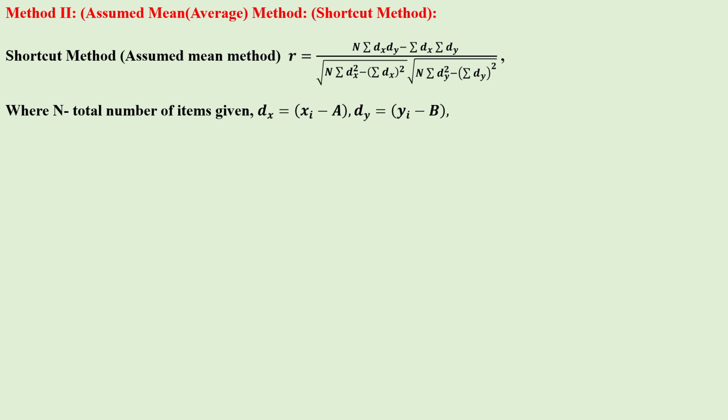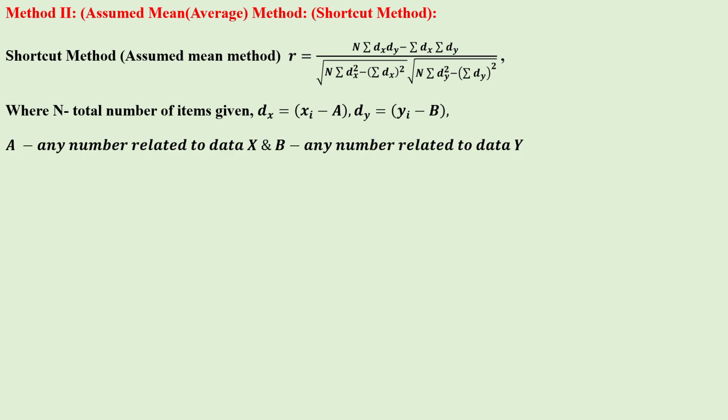So the formula is n into summation dx dy minus sigma dx sigma dy, by root of n into summation dx square minus (sigma dx) the whole square, root of n into sigma dy square minus (sigma dy) the whole square. That is why this is called the assumed mean method: we are taking the deviation from the assumed mean. Deviation from the mean is the first method, deviation from the assumed mean is the second method. A is any number related to x and B is any number related to y.